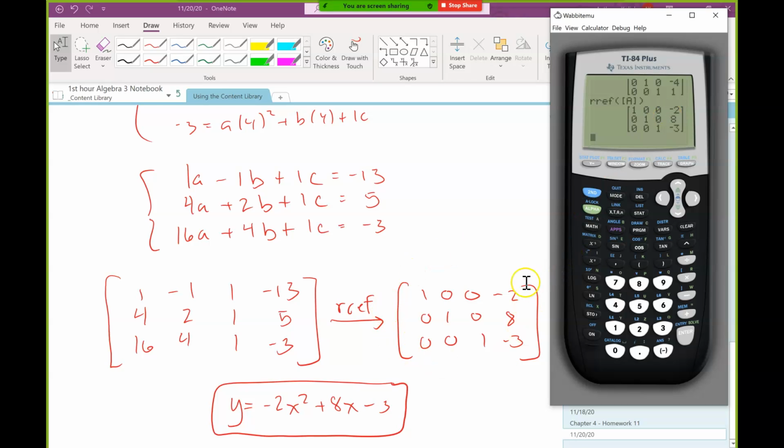and that's my output. Remember, the last column of my output is going to give me my answer for A, and then B, and then C, which I just plugged into my standard form equation to get my answer. Any questions on this one?